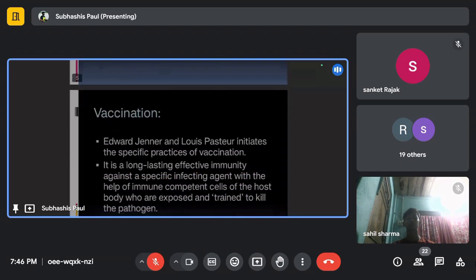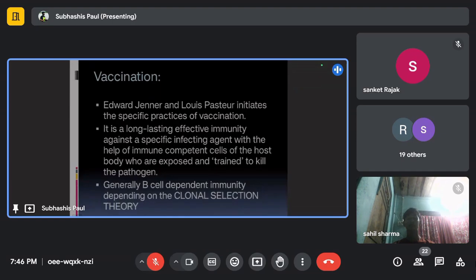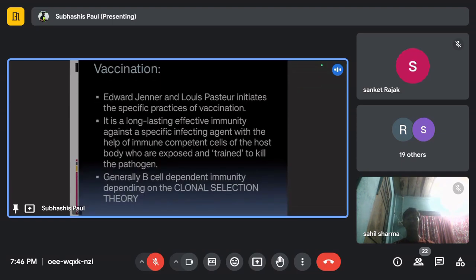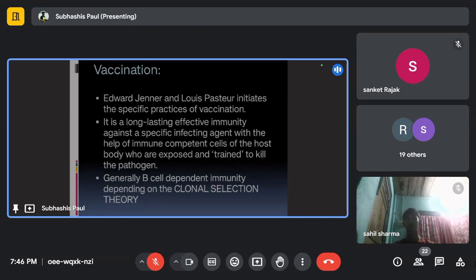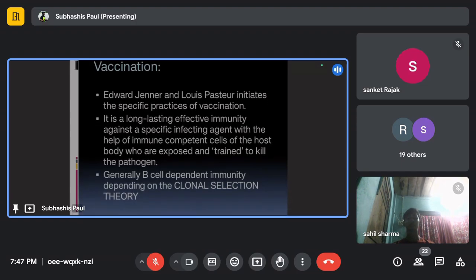Now, the prime type of active immunization is vaccination. Edward Jenner and Louis Pasteur initiated the specific practices of vaccination. It's a long-lasting, effective immunity against a specific infecting agent with the help of immune-competent cells of the host body, who are exposed and trained, as I said, to kill the pathogen. Generally, B cell dependent immunity leading to the clonal selection theory is the main mechanism against that particular vaccination process.